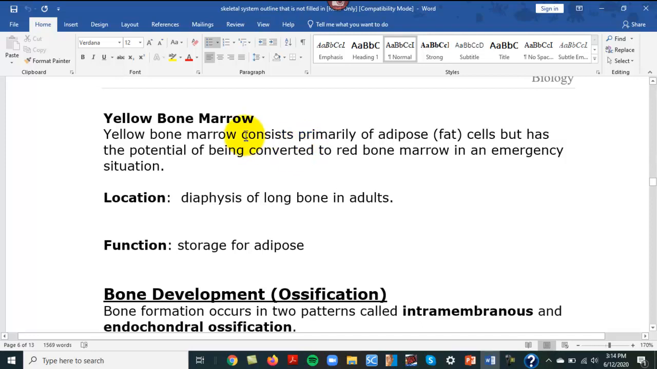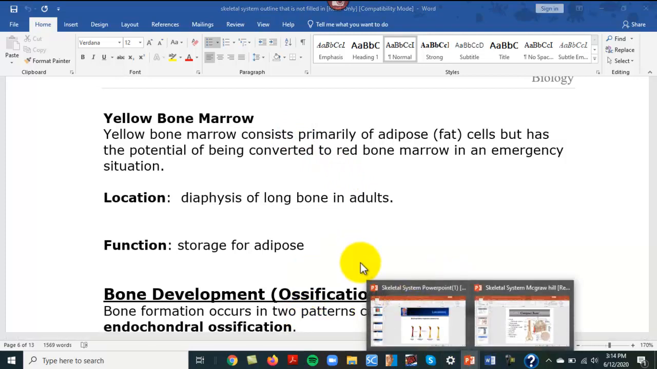Yellow bone marrow is an area that gets converted. Red bone marrow will get converted into yellow marrow. And all of our pictures have that.